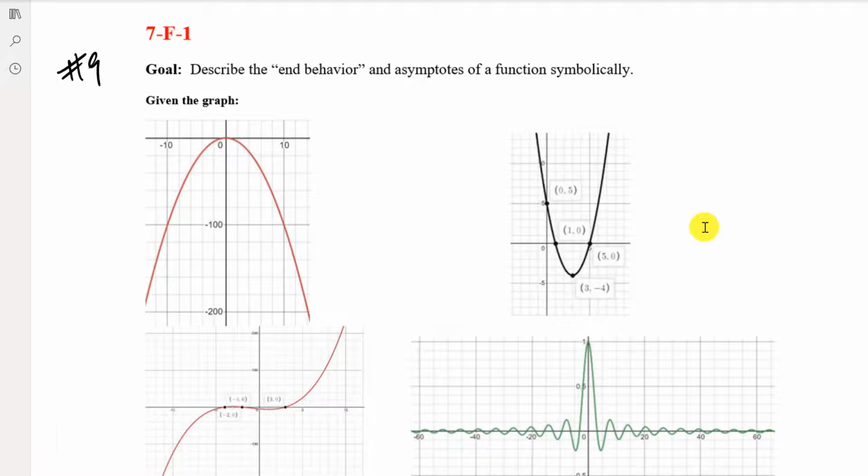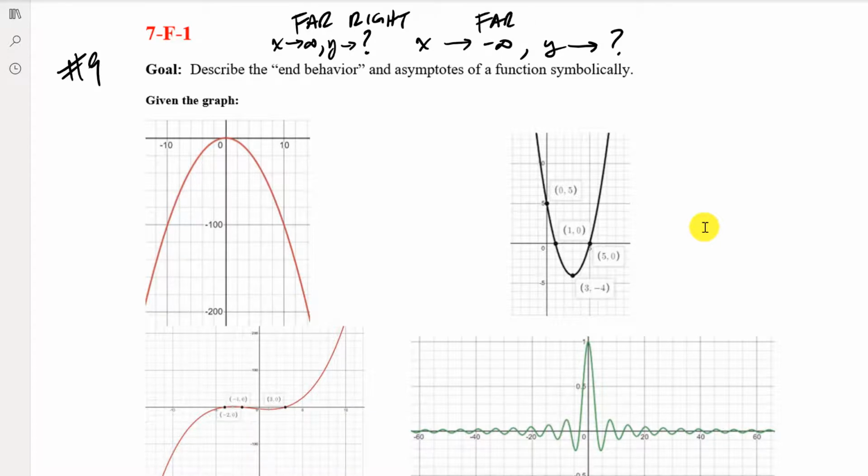So number 9. Our goal here is to describe the end behavior. End behavior is like: as x approaches infinity, y approaches what? As x approaches negative infinity, y approaches what? You have to determine the end behavior. What happens to the far right? When you're going towards infinity, you're going to the right. And what happens to the far left? If you go to negative infinity, that means you're going to the far left. I probably should have started off with this one, but who cares?